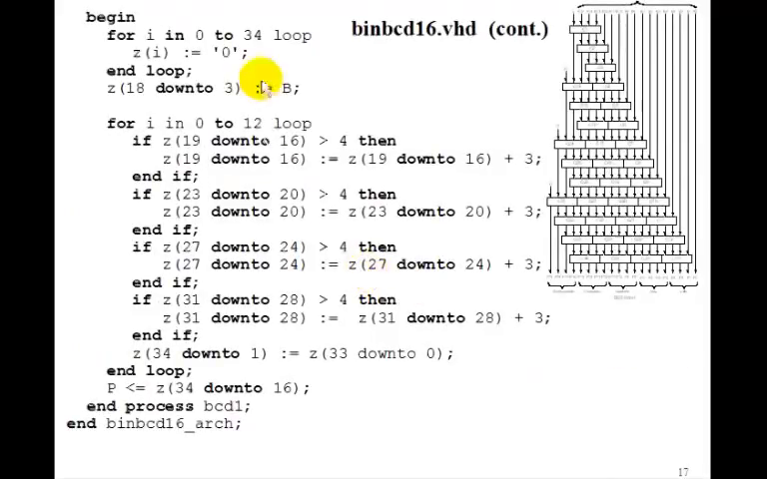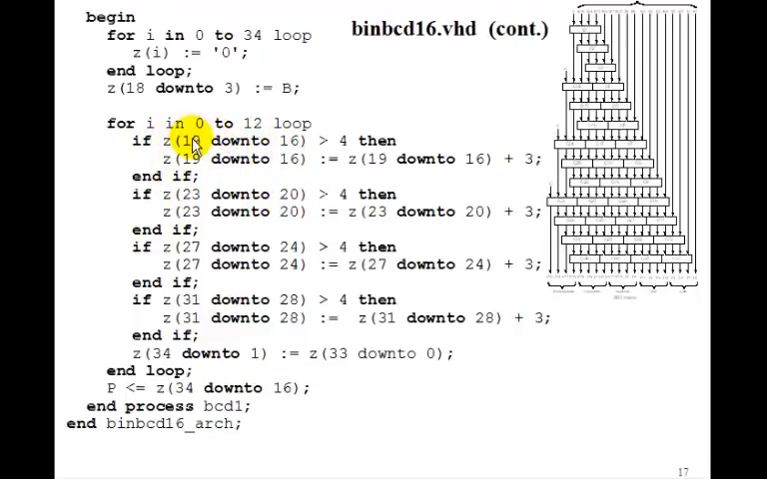And now, again, same algorithm, set all the Z's to 0. This goes 0 to 34. Shift B left 3 bits is now Z(18 down to 3) gets B. And then, since you've shifted 3 bits, you've got 13 bits left to shift, so now you need for I equals 0 to 12 loops. You're going to go through this another 13 times. You first check the units.